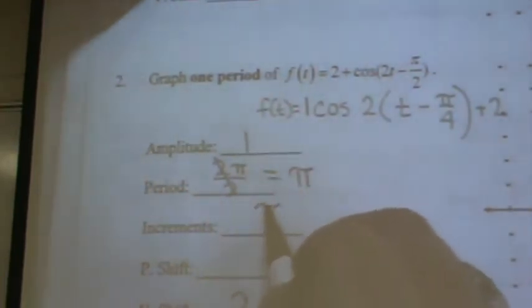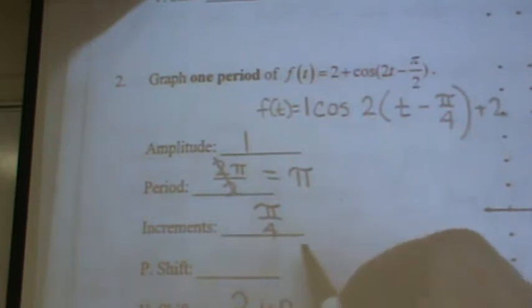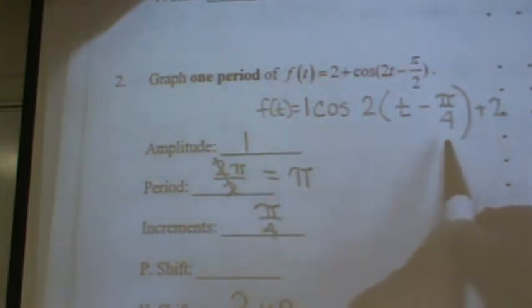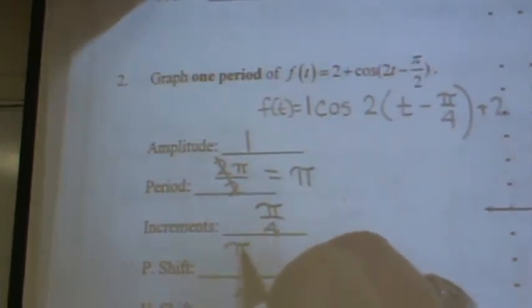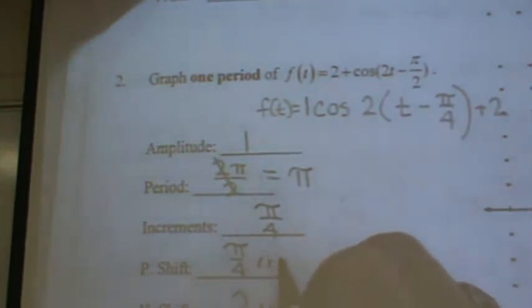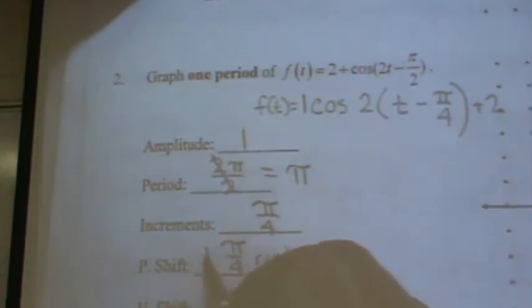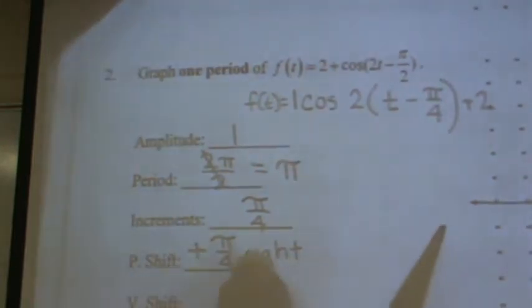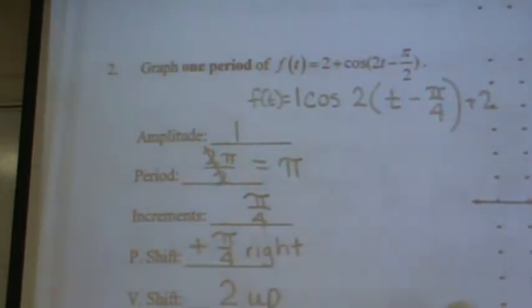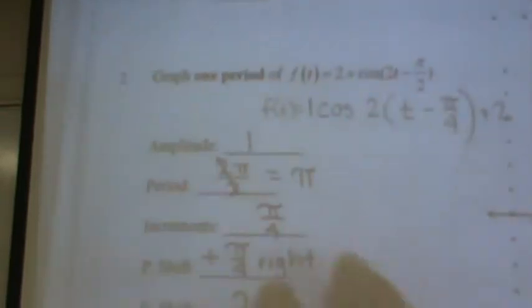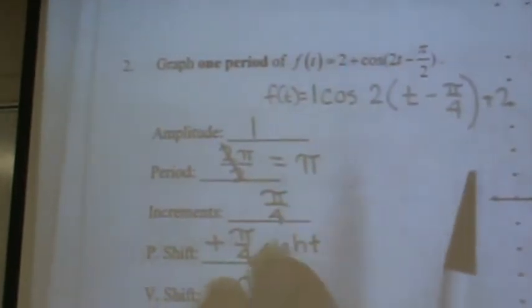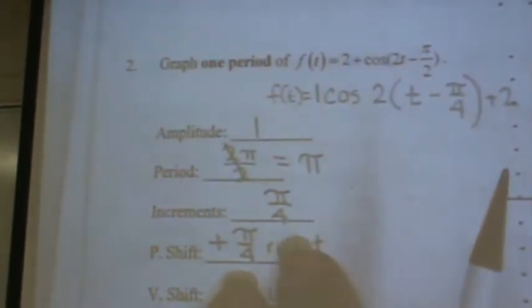Your increments, you're gonna cut this into 4 parts. Your phase shift is pi over 4 to the right. Now, some people will write pi over 4 to the right, or you could write plus pi over 4. That's your start position. Now, this is actually easier than the last problem because the increments and the phase shift are in the same denominator.